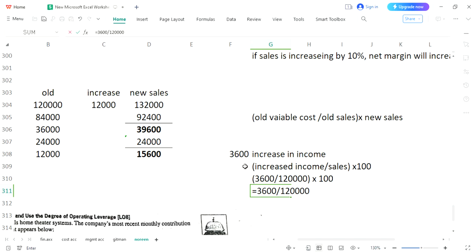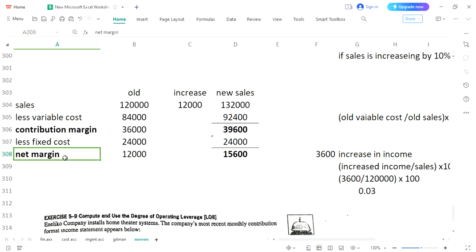Increase in income and sale. Sale was 12,000. Okay, profit has been increased. I have to see, I'm just feeling that something is wrong. Your contribution margin is increased by 3,600. Your old sale increase is 12,000. So the increase is what? By increasing sale 12,000.